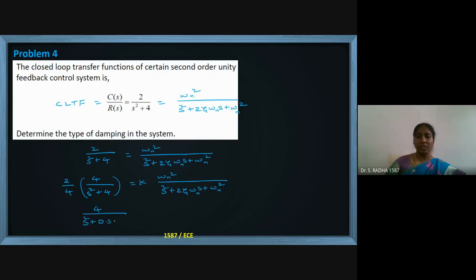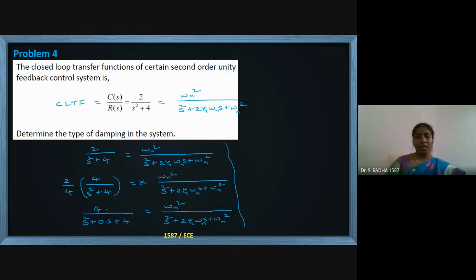So the value will not change. Plus 4. The s term is not there, so I am putting 0 into s. On the right side I am taking omega n square by s square plus 2 eta omega n s plus omega n square. Now, the k value is not required for calculation as per the solution. They are asking for the eta value, the damping ratio. So I just neglected the k value. I am getting k equal to 1 by 2, but I neglected it because I'm not going to use it in the further calculation.